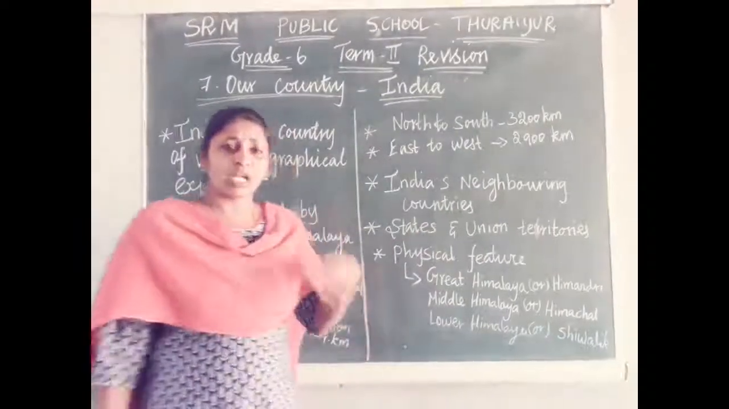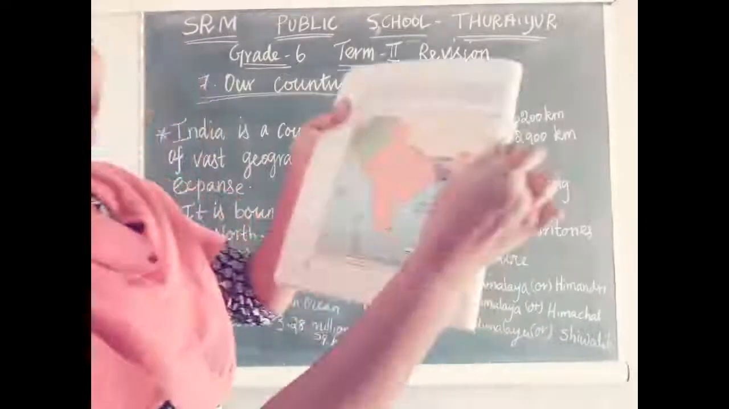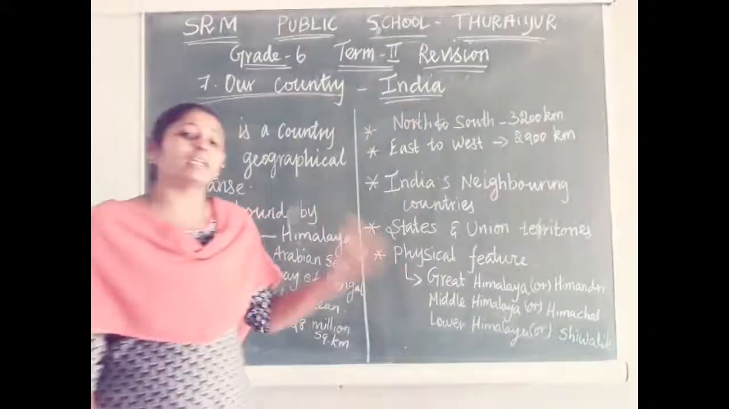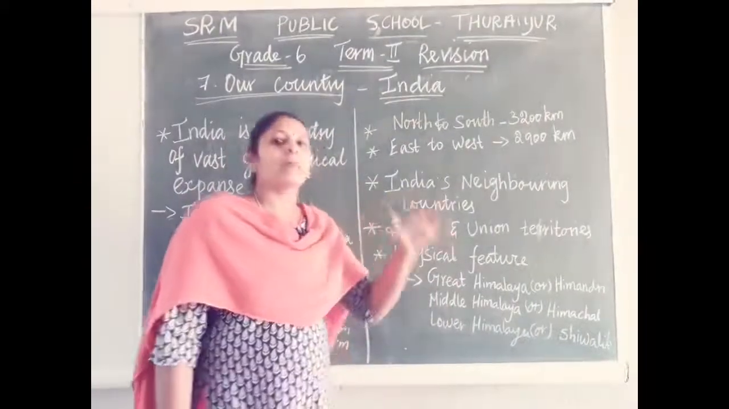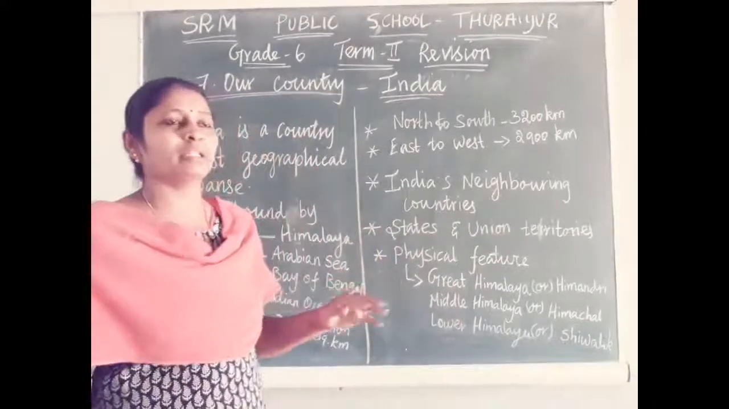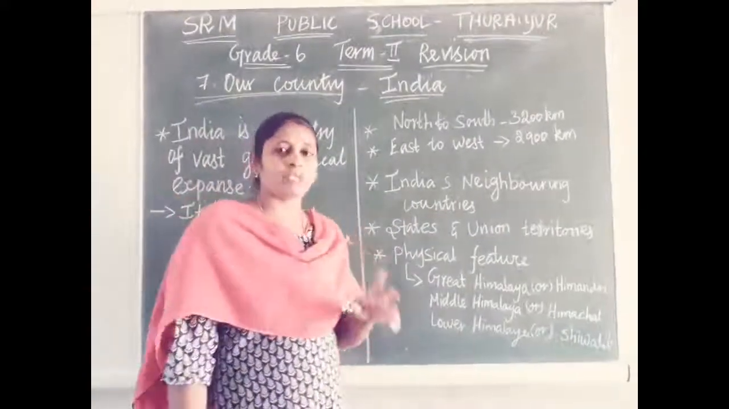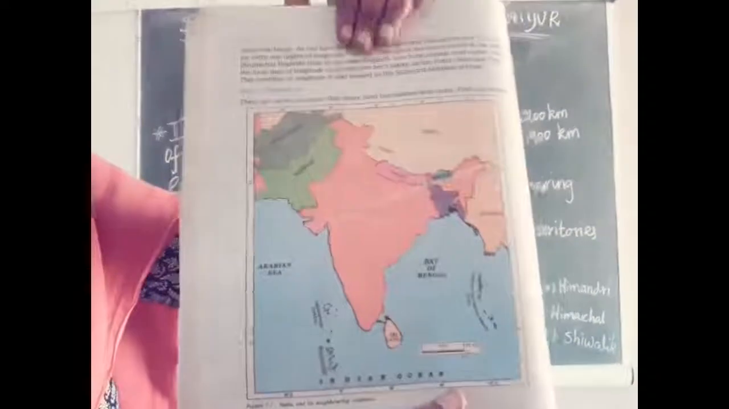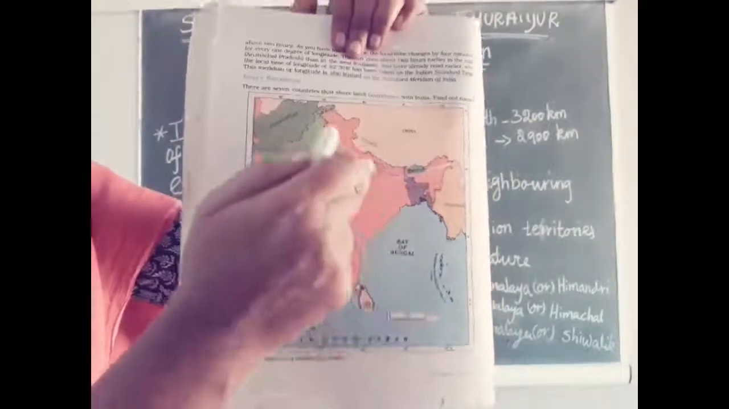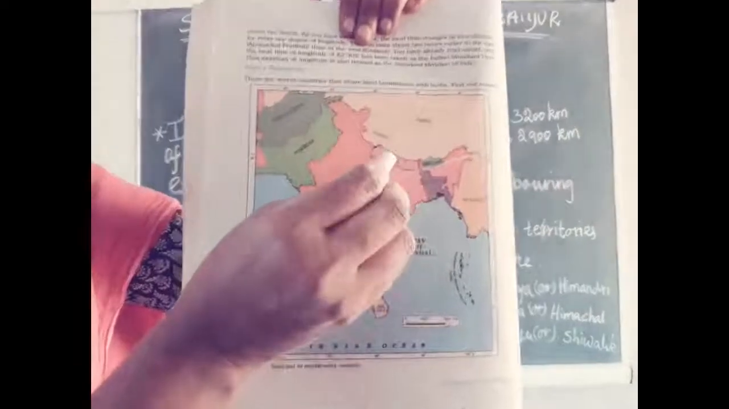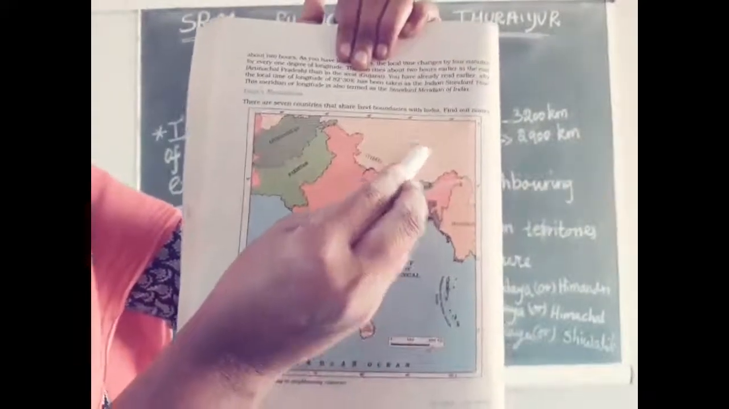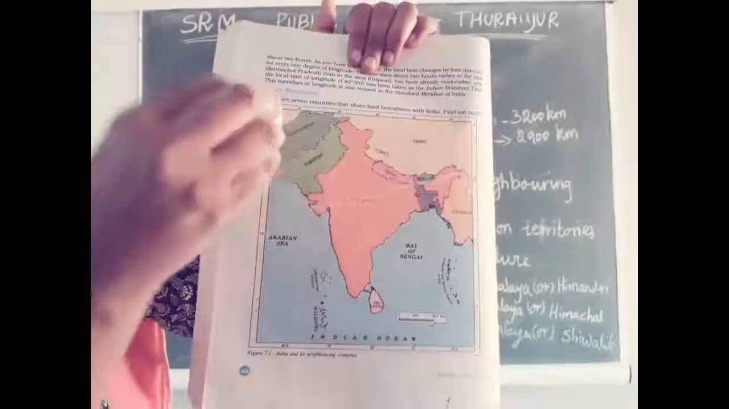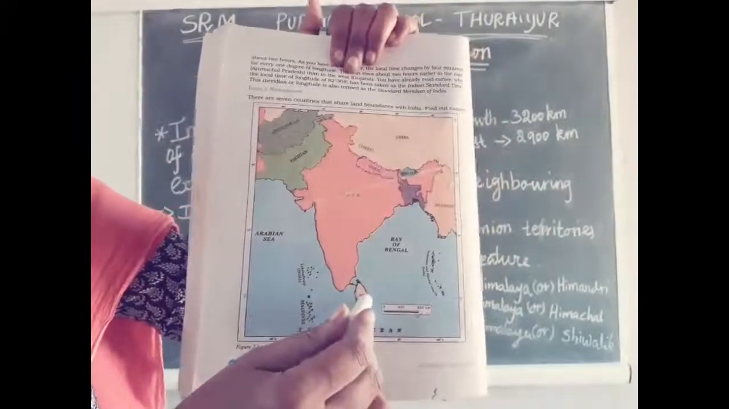Already I said India is bounded by the Himalayan mountain range, Indian Ocean, Bay of Bengal, and Arabian Sea. So what are the neighboring countries, the countries nearby our country? In total we have 9 neighboring countries. Just look at the map. This is India. Near India we have Nepal, Bhutan, China, Bangladesh, Myanmar, Pakistan, Afghanistan, Maldives, and Sri Lanka.